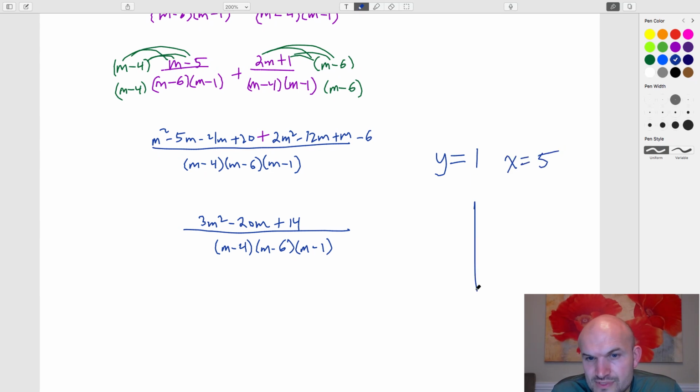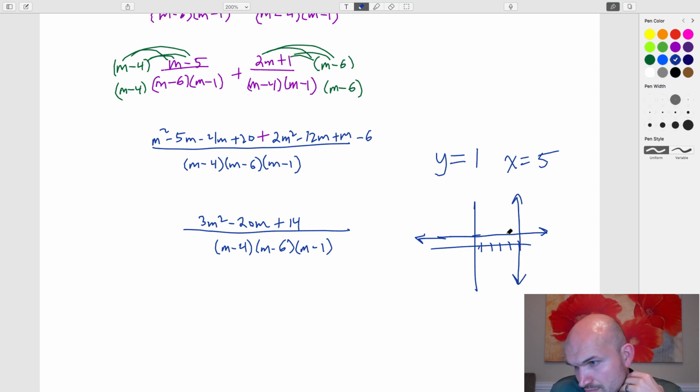So remember, y equals 1 is when the y coordinate is equal to 1. So you just draw a line at y equals 1. X equals 5 is a line when the x value is equal to 5. So you just draw a line when x is equal to 5. Therefore, the intersection point, or the solution, in this case, is 5, 1.